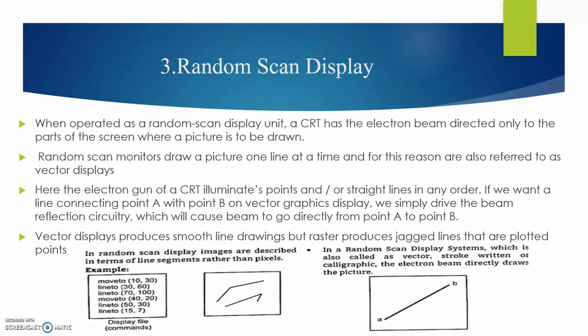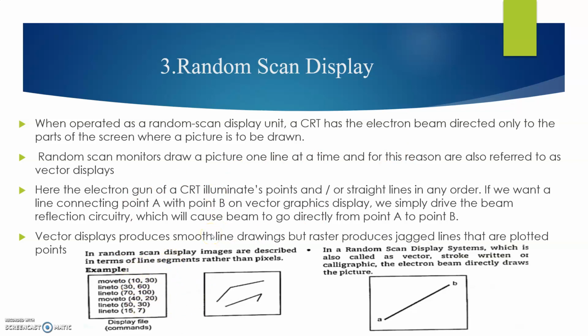The sequence operates in the following stages. First, graphics command. Second, display file translator. Third, display file program. Fourth, display file processor. And fifth is the visual display unit. In random scan display, images are described in terms of line segments rather than pixels. You can see on your slide an example of random scan display.